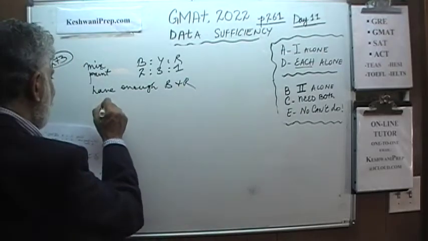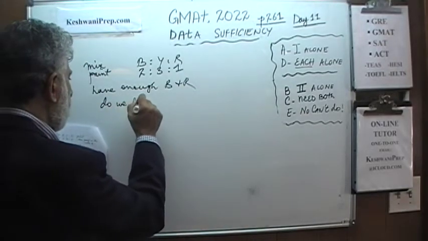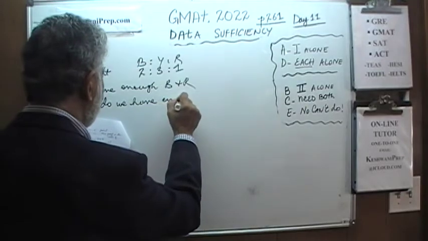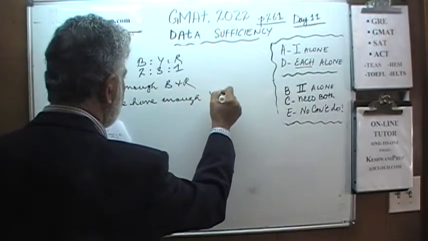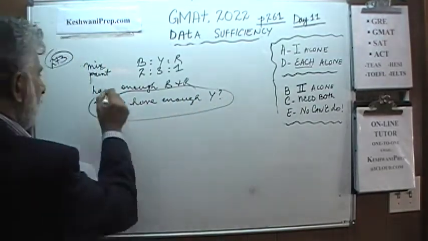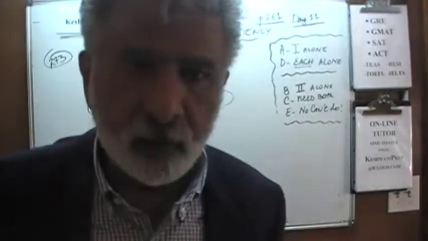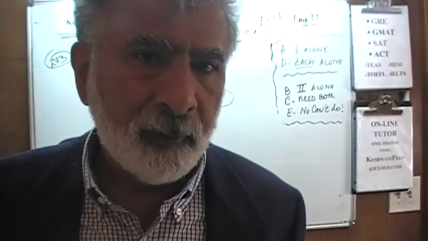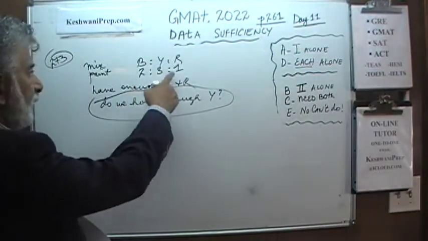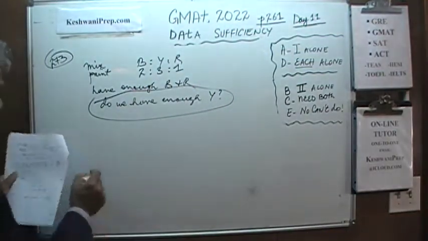The question is, do we have enough yellow? That's what we want to find out. We know we have enough of the other two colors. Do I have enough yellow to make this mixture, which is in the ratio of 2:3:1? Let's see what that tells us.